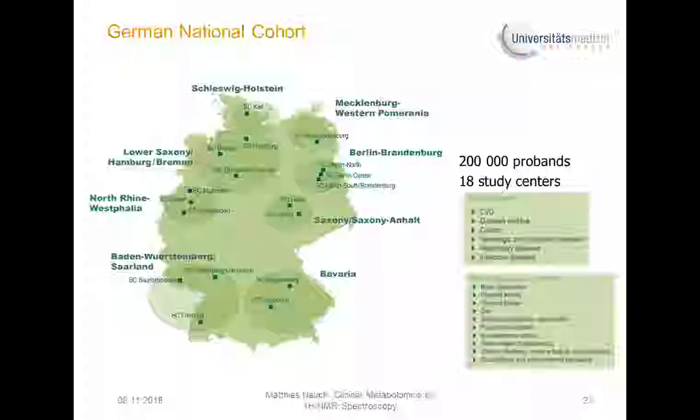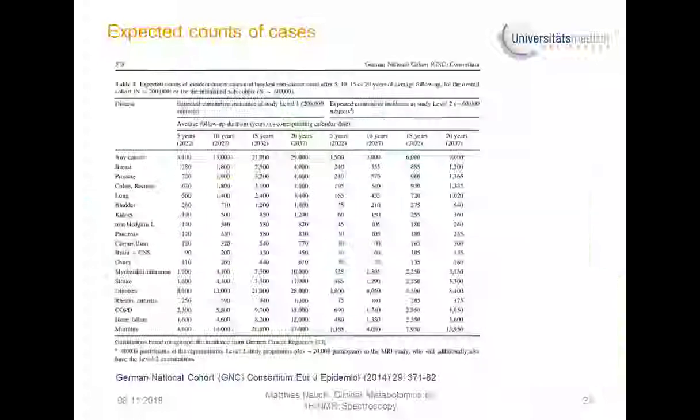In addition to the SHIP study, in Germany we started a few years ago a huge epidemiological study, the so-called German National Cohort. In this cohort we are collecting 200,000 probes all over Germany. You can see the study centers in this landmark. And we collect these samples in 18 study centers, and the major diseases we are looking for are cardiovascular disease, diabetes mellitus, cancer, and so on.